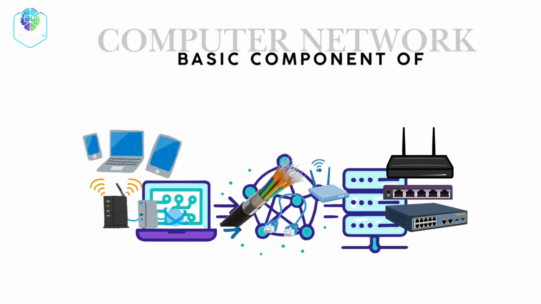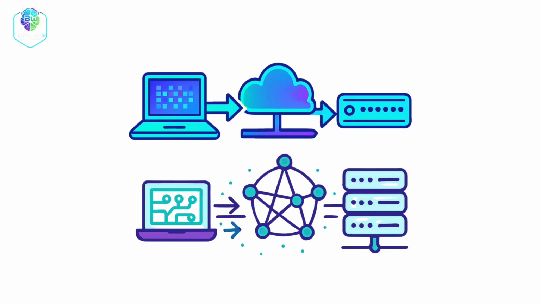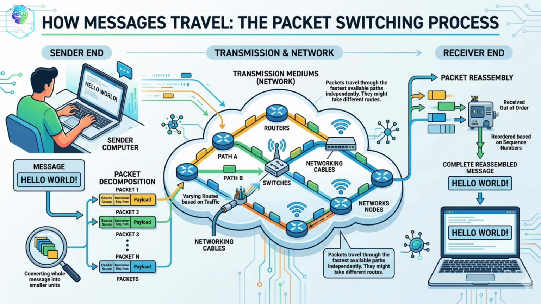Now let's understand how data actually travels in a network. Whenever you send a message or open a website, the data does not travel as one huge piece. Instead, it is divided into smaller pieces called packets. These packets travel through different network devices and routes until they finally reach the destination device. Once they arrive, the packets are reassembled into the original data. This process happens extremely fast, usually within milliseconds.